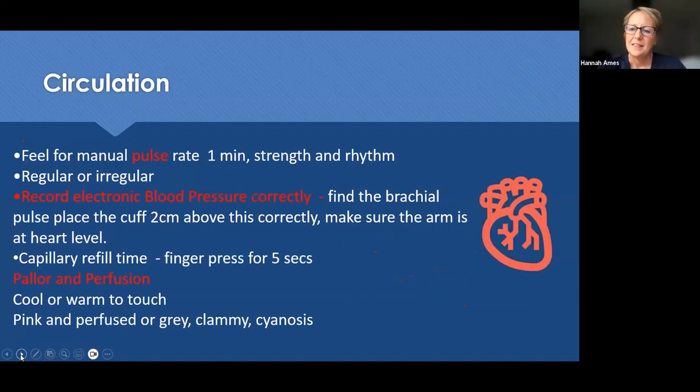Then you're on to circulation. Again, exactly the same as the adult marking criteria. So you're going to feel for a manual pulse for 1 minute. After your 1 minute, you are then going to verbalise the results.